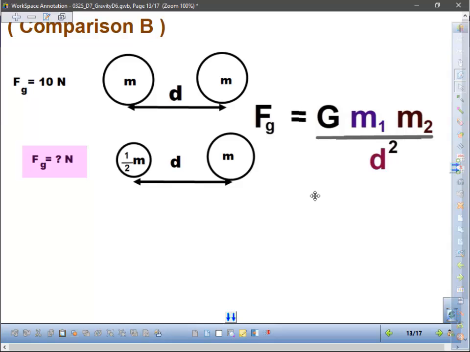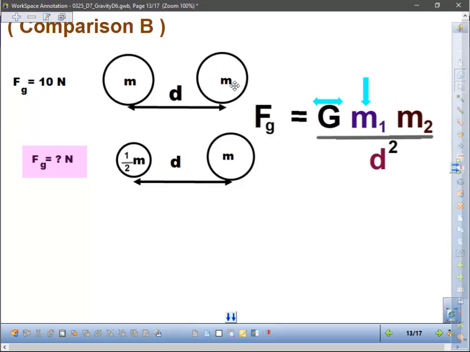The first one we want to do is big G. What goes above big G? Is big G constant, increasing or decreasing in our example? It is constant, right? It's constant because it's always constant. Now let's go to mass 1. What's happening to mass 1? Is mass 1 increasing, decreasing, or staying constant? What goes above mass 1? It is decreasing because it went from mass to half of the mass. It got smaller, less mass, so it's going down.